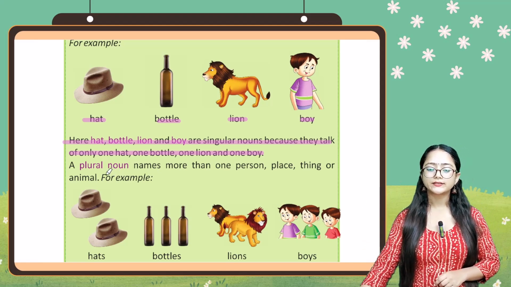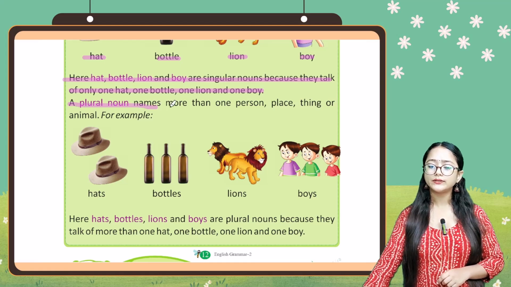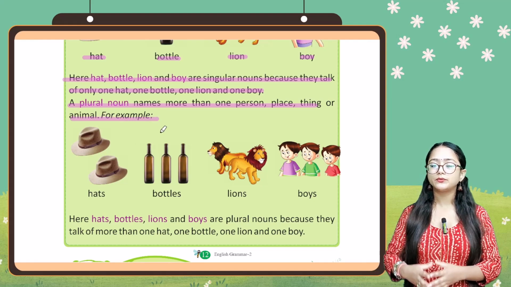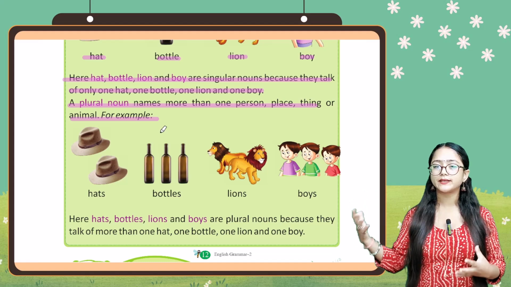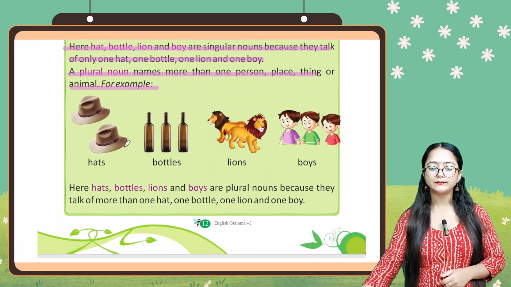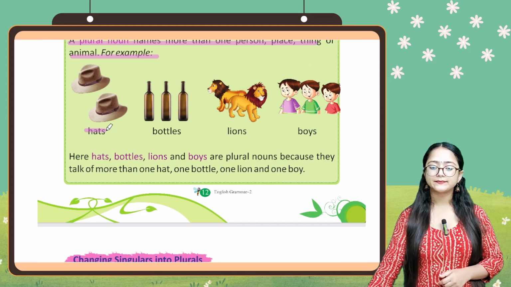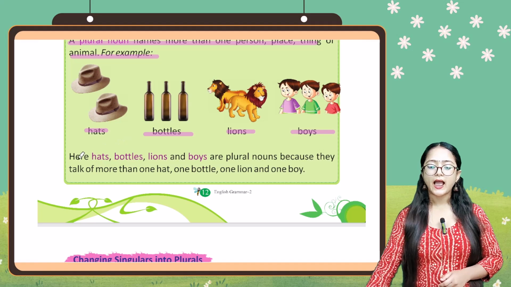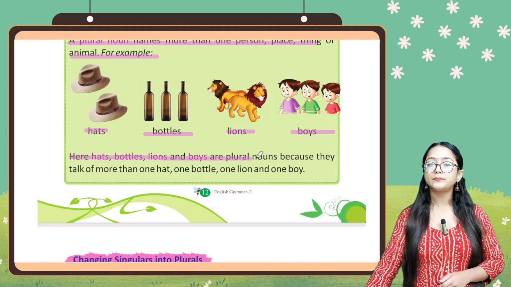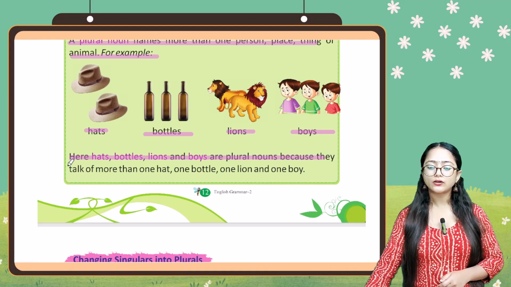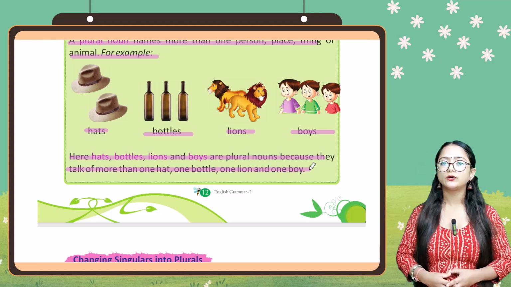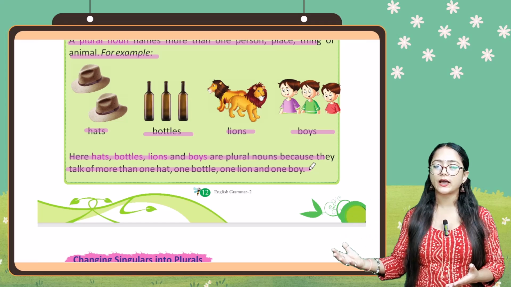Now the next thing: a plural noun names more than one person, place, thing, or animal. So basically a plural noun talks about more than one. For example, hats, bottles, lions, boys. So basically they have put S at the end of the spelling. Here hats, bottles, lions and boys are plural nouns because they talk of more than one hat, one bottle, one lion and one boy.